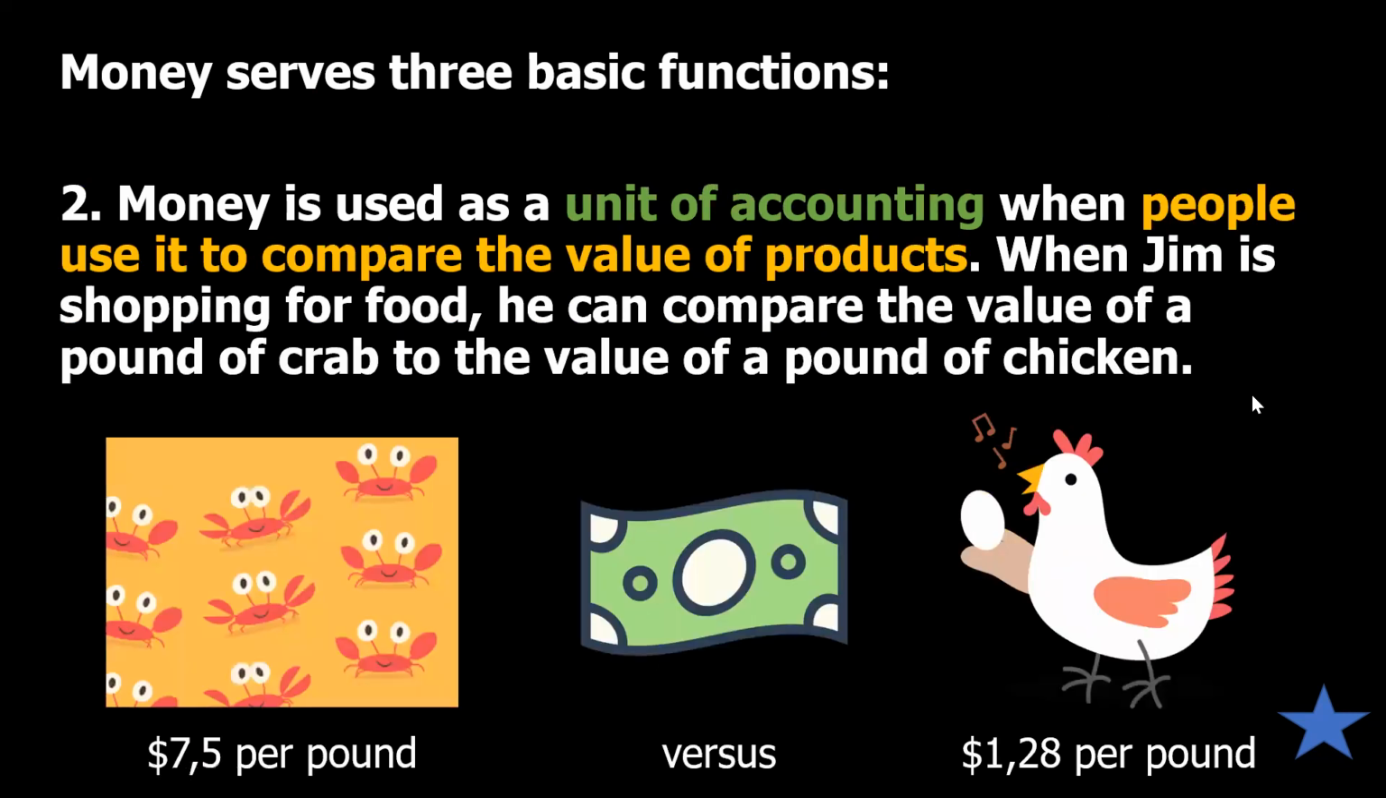Then you have the second function, which is the unit of accounting, which is when people use it to compare the value of products. This one is a bit more abstract, but imagine that you go to the supermarket and your mom tells you, choose the cheapest protein there is. So you go there and you find out that you can compare how much a pound of chicken is to how much a pound of crab or lobster or fish is. That is a unit of accounting. You're using it to compare the value of a given unit of products.